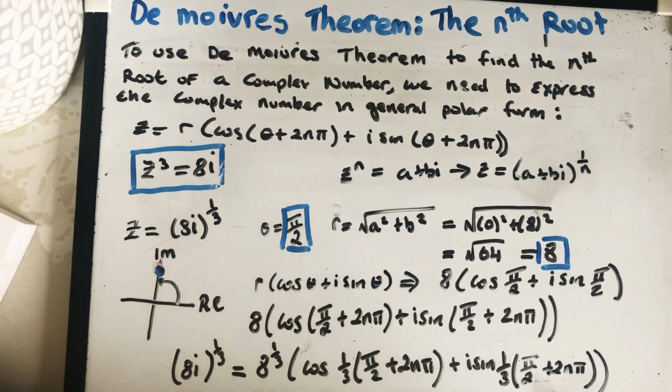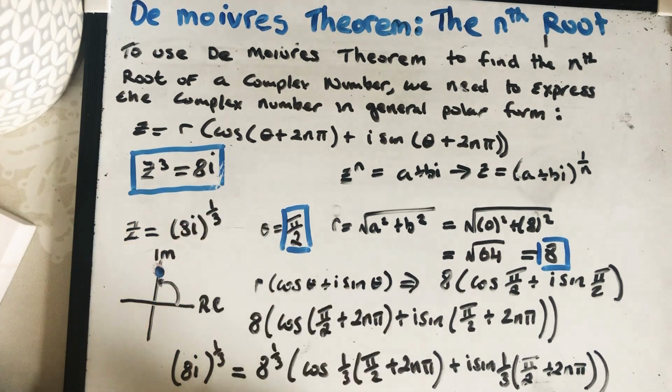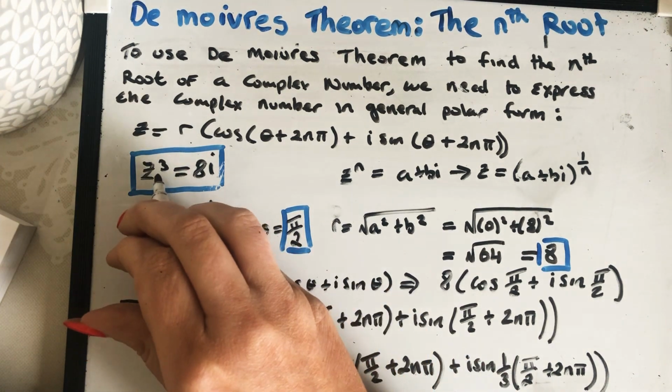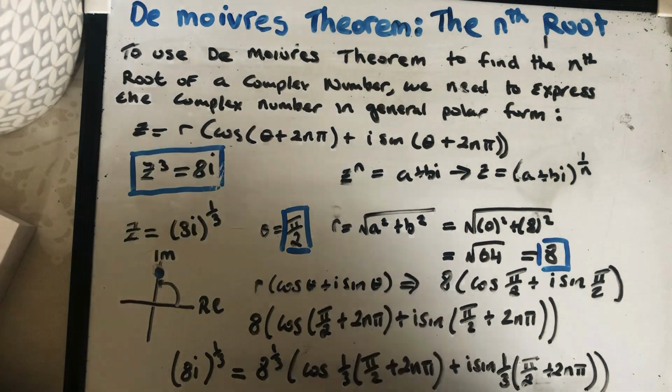Everybody, and welcome back to part 2 of De Moivre's theorem, finding the nth root. So in the first part of the video, we solved z cubed is equal to 8i into general polar form and then into De Moivre's theorem. Now we're going to find out what the three roots are. And the reason we're talking about three roots is because our z has got a cube on it, so we're looking for three roots. So let's begin by finding those three roots.